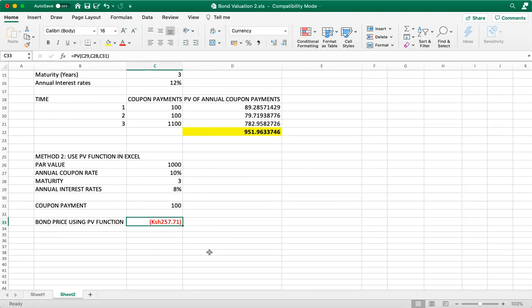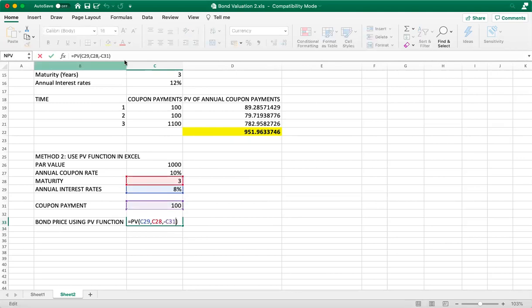The reason I'm saying it's correct is because I've not yet put the minus on the coupon payment. When you put minus on the coupon payment, this one, yeah, it becomes a positive. Yeah. So now this is the correct value. So the first part of the equation is correct. Now we go to the second part.